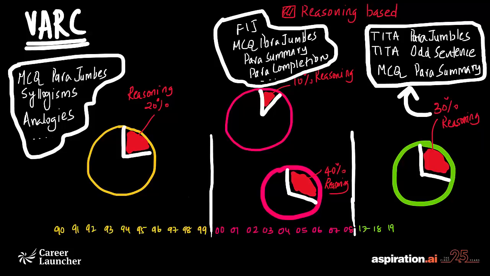You had paragraph jumbles, but those were multiple choice paragraph jumbles because you had options. In the earlier stage, you had questions of syllogism, analogies, and from 2000 to 2008 you had paragraph summary questions in a couple of tests. There were paragraph completion, fact, inference, judgment, critical reasoning, all sorts of different types of questions. But we are interested in paragraph jumble, odd sentence, paragraph summary.